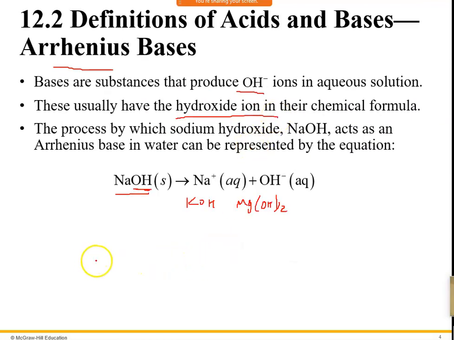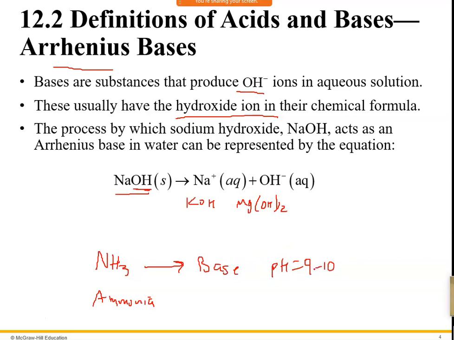However, there are other compounds that don't have H+ or hydroxides. An example is ammonia. Ammonia is NH3. Okay. And if you determine what the pH of this is, ammonia is a base. It's basic. Its pH is roughly around 9 to 10.